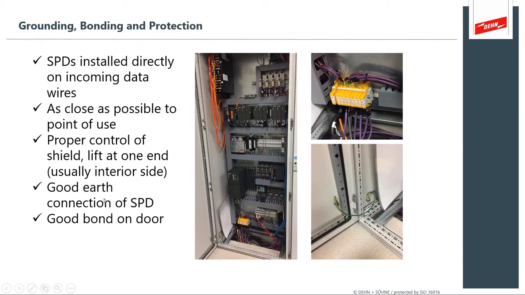Is there a good earth connection on the cabinet? And you can see that in the bottom of these enclosures, where you'll often see a very sturdy single point ground bar. And here's a nice illustration showing that ground bond on the door, so that door does not present a safety hazard. So these are the things that we're checking for, and we're looking for good practices.